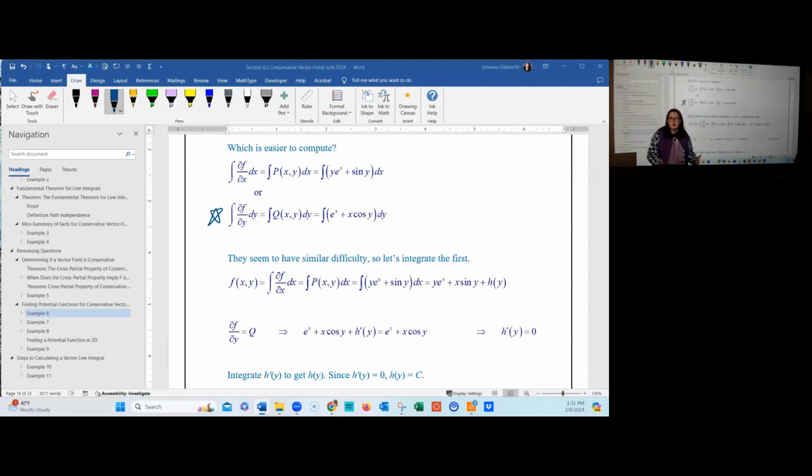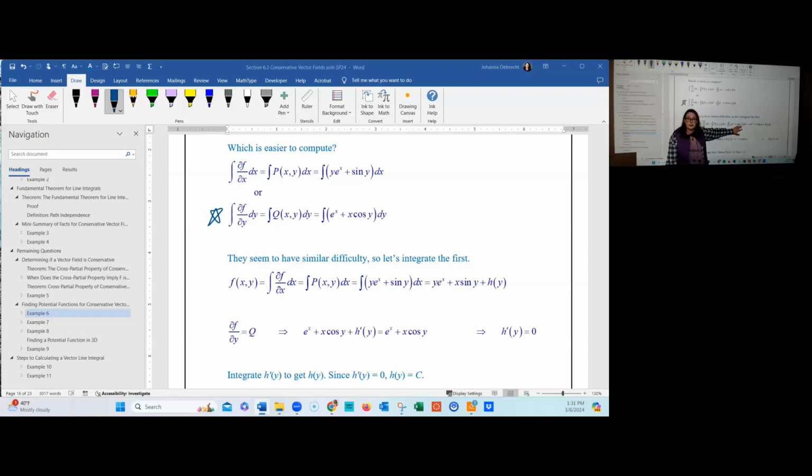I don't really know that one is easier than the other, but at least if I integrate with respect to x, then I don't have to deal with the trig function. So I'm going to go ahead and choose to integrate p dx. When I do this, note that I have to integrate y e to the x, but y is considered a constant since I'm integrating with respect to x. So I just get y e to the x since the integral of an exponential is the exponential.